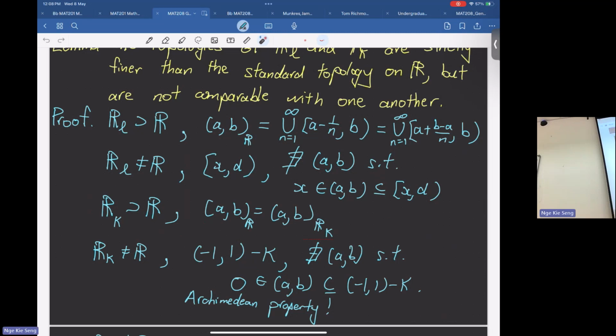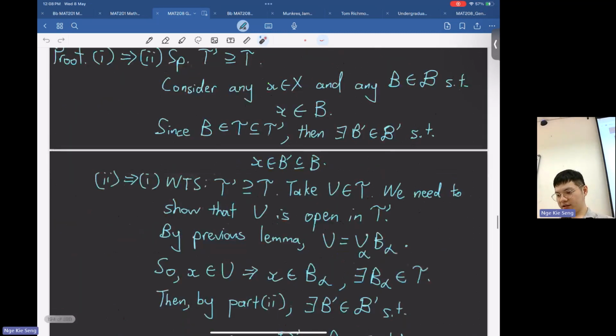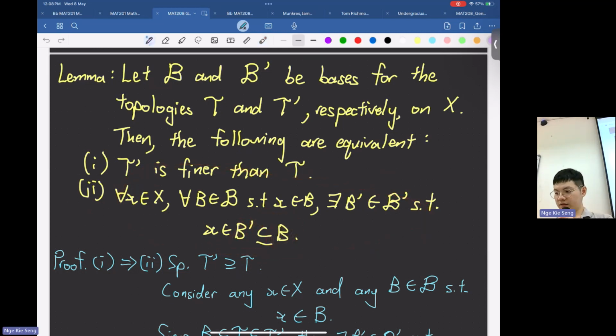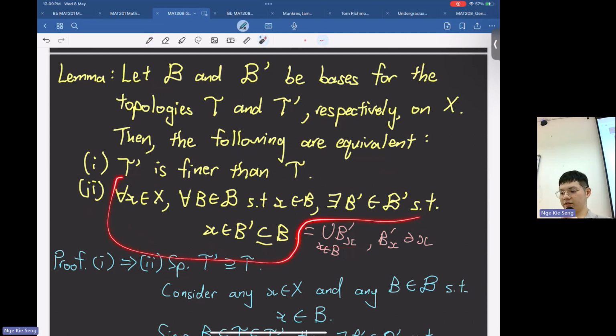I'm secretly using it, but in more general, it's true. So if you have this kind of property, that means you can take B to be a union of all the B prime such that B prime contains the point inside B. In other words, you can write B as the union of B prime, over X in B with B prime containing X. This implies you can try and prove it. If you have this condition, it is the same as saying B is equal to some union of these B prime.